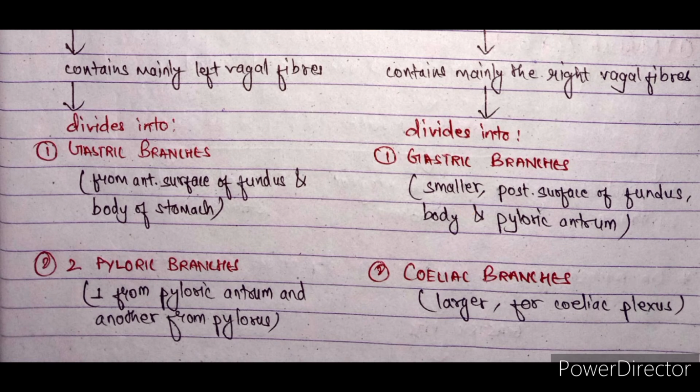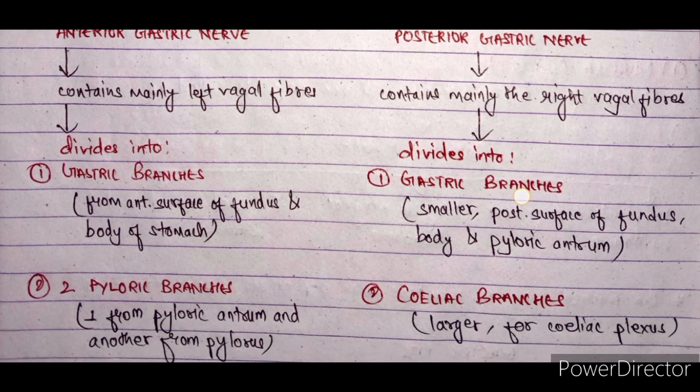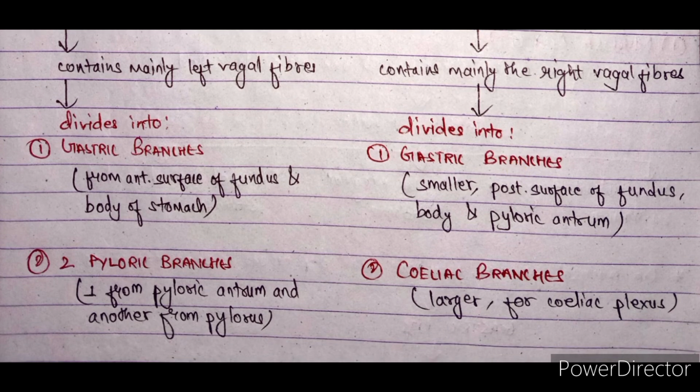The gastric branches are for the anterior surface of fundus and body of stomach, whereas two pyloric branches, one is for pyloric antrum and another for pylorus. And the posterior gastric nerve divides into gastric branches, which is smaller, for the posterior surface of fundus, body and pyloric antrum, whereas celiac branch is larger, for the celiac plexus.